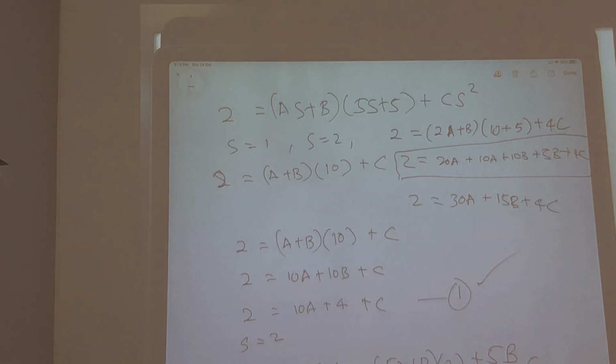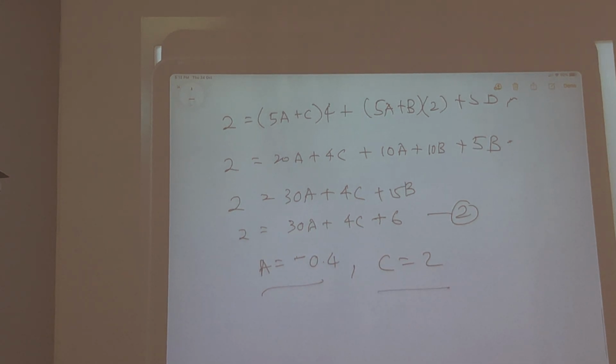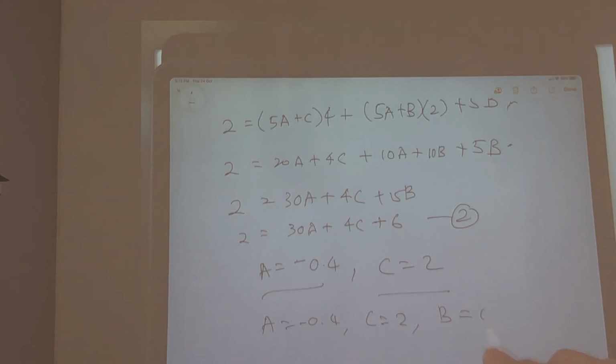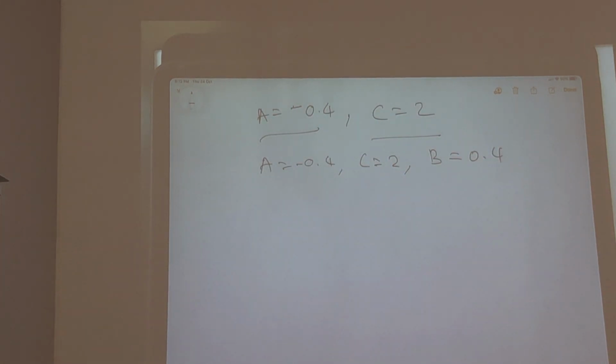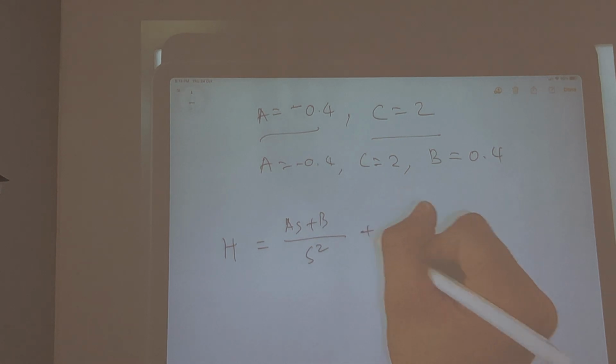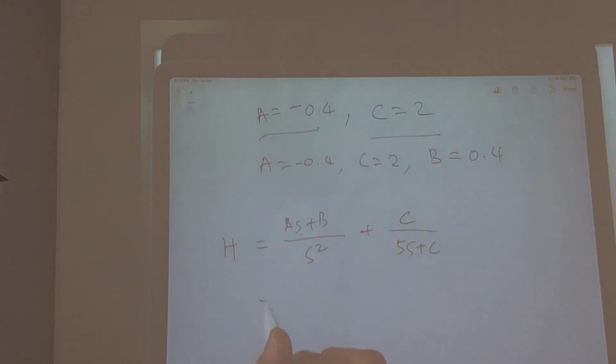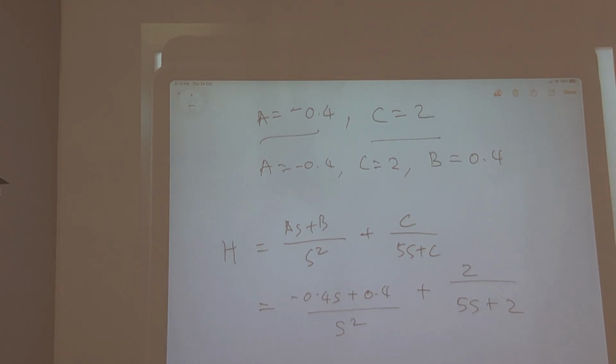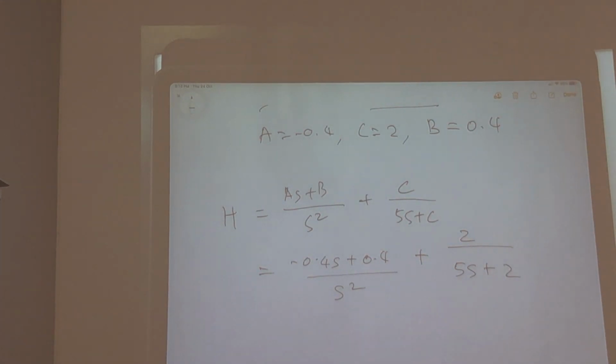Anyway, what you want to do is somehow find A, B and C. So what I have is A equal to minus 0.4, C equal to 2, and B equal to 0.4, right? And this one I need to sub back into my original equation. The original equation I have is As plus B divided by s power of 2 plus C divided by 5s plus 5, alright? The A is minus 0.4s plus B is 0.4 divided by s power of 2 plus C is 2 divided by 5s plus 5, okay? This is the reason. Once I find A, B and C, I put it back.